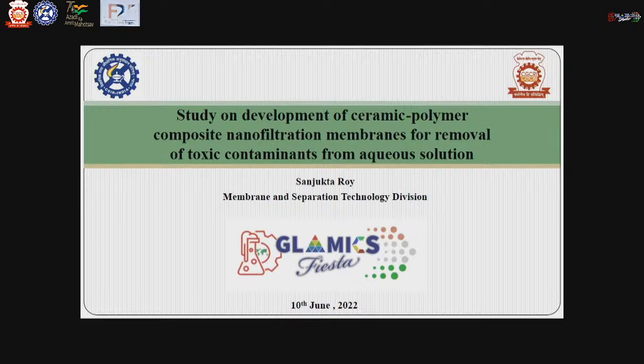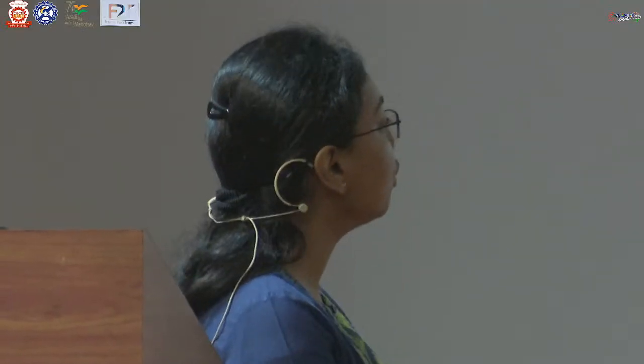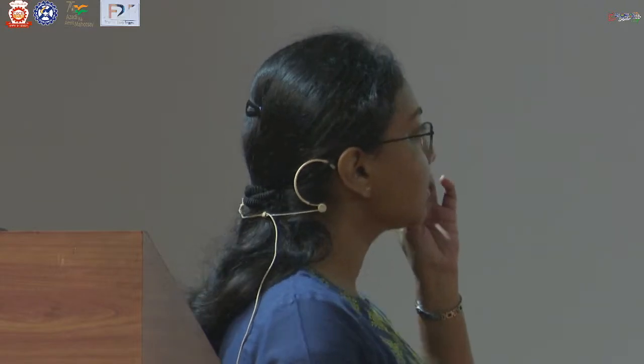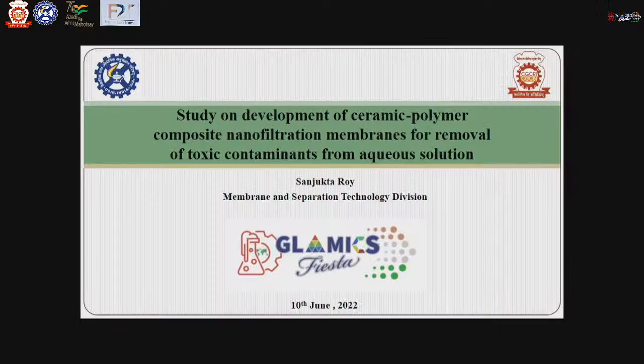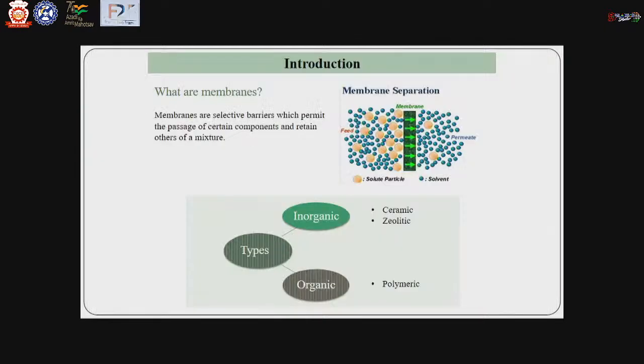Today, I am here to provide a very short overview on the study on development of ceramic polymer composite nanofiltration membranes for removal of toxic contaminants from aqueous solution. To start with, what are membranes? As we all know, membranes are semi-permeable barriers which permit the passage of certain components and selectively retain others of a mixture. Membranes can be of two types: inorganic, that is ceramic or zeolitic, and organic, that are polymeric membranes.